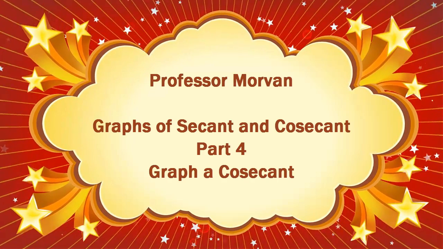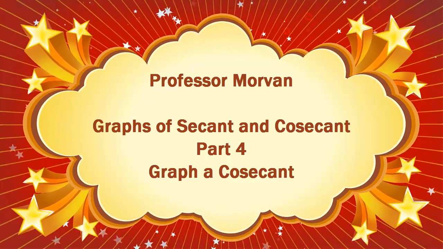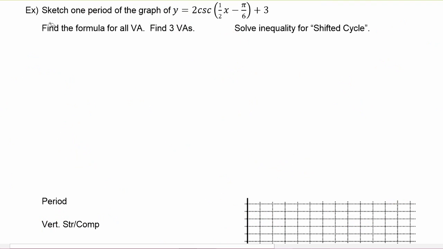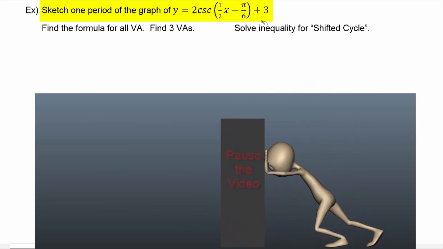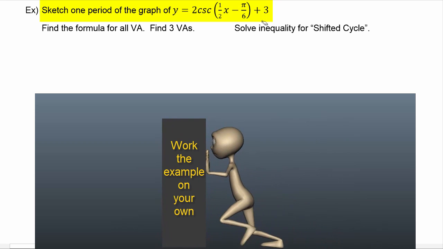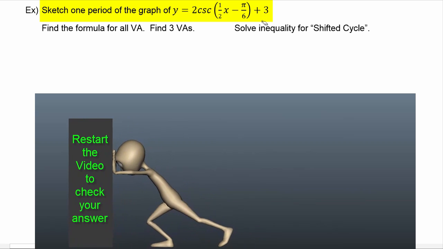In part 4 of our lesson on graphs of secant and cosecant, we will graph a cosecant function. In this example, we're being asked to sketch one period of the graph of y equals 2 times the cosecant of the quantity 1/2 x minus pi over 6, plus 3. Let's go ahead and check your understanding on this one. So pause the video, work the example on your own, then restart the video to check your answer.